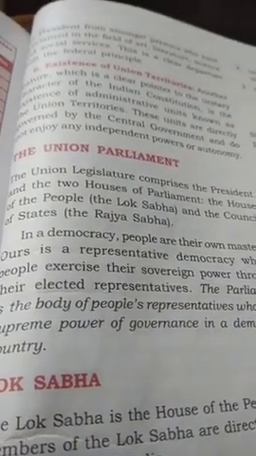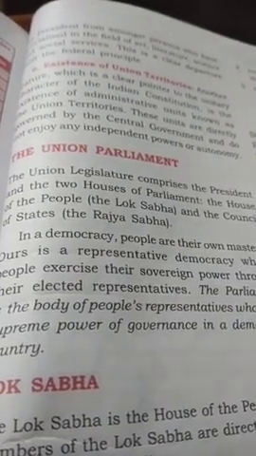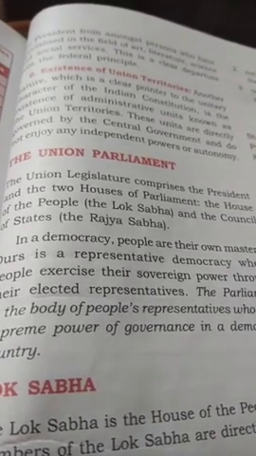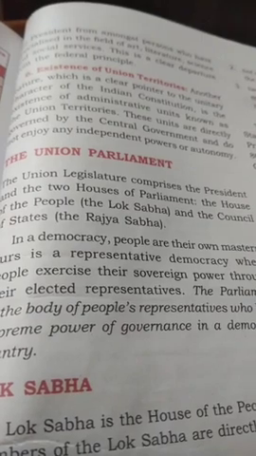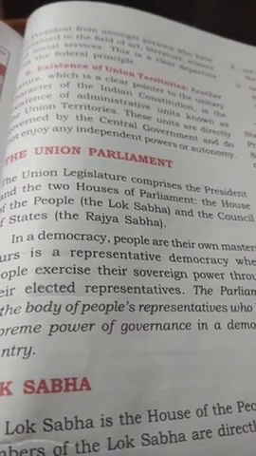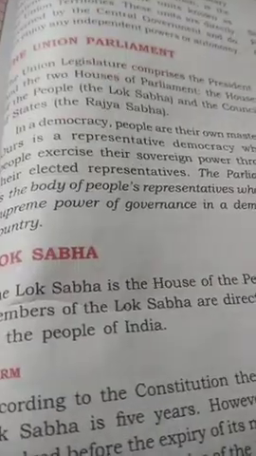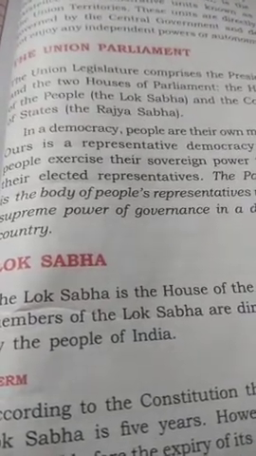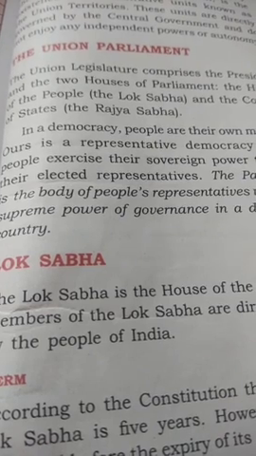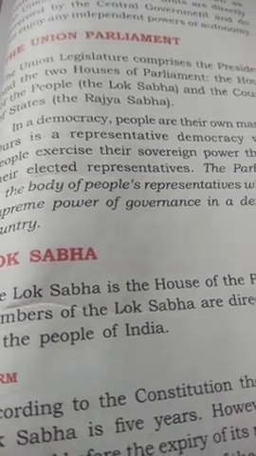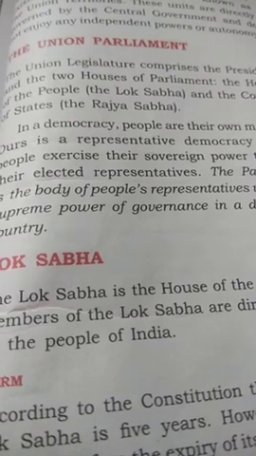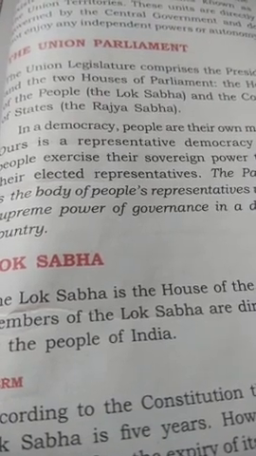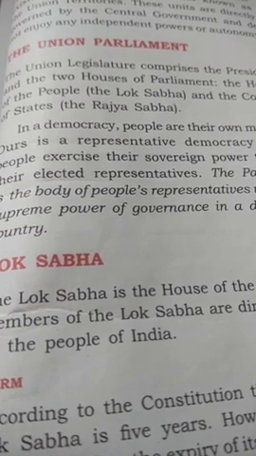Today we are going to read about the Union Parliament. The Union Legislature comprises the President and the two houses, that is the Lok Sabha or the lower house and the Rajya Sabha or the upper house. As our country is a democratic country, the people have the right to choose their own representatives to the Lok Sabha and the Rajya Sabha. The Lok Sabha members are directly elected by the people, and the Rajya Sabha members are elected by the people indirectly.